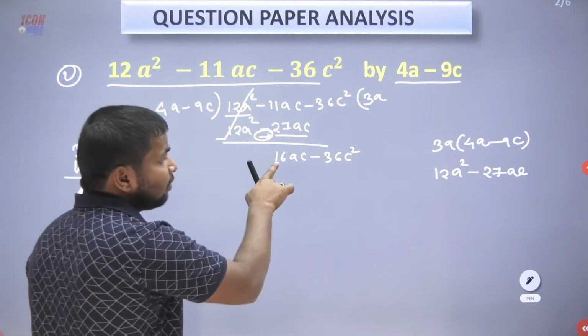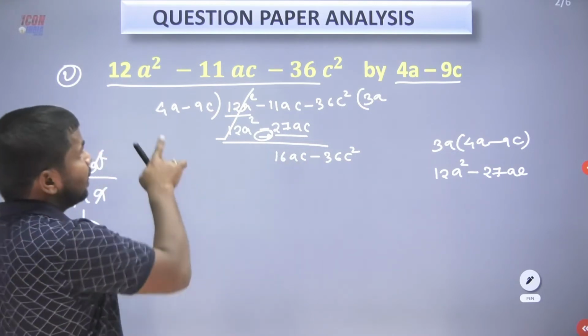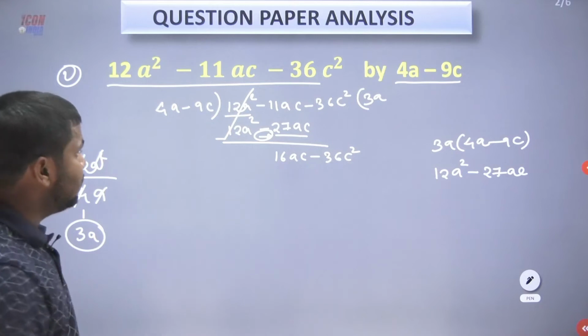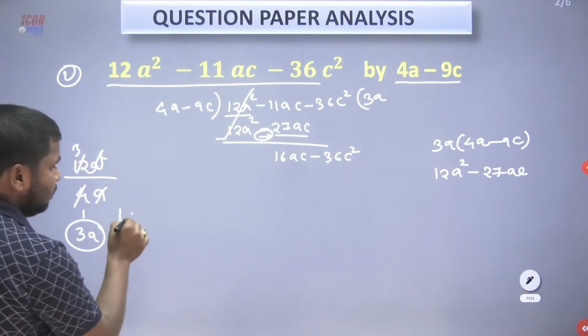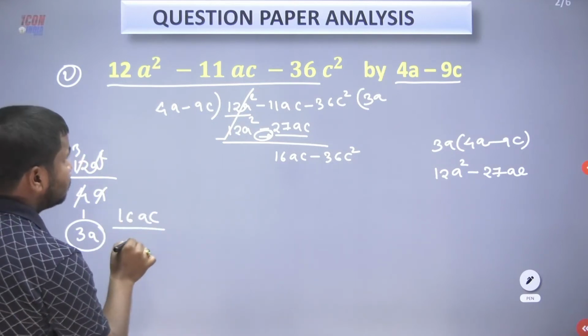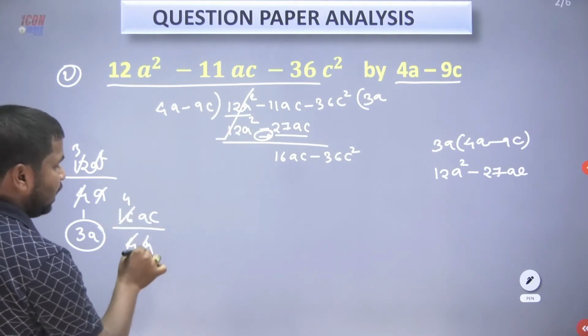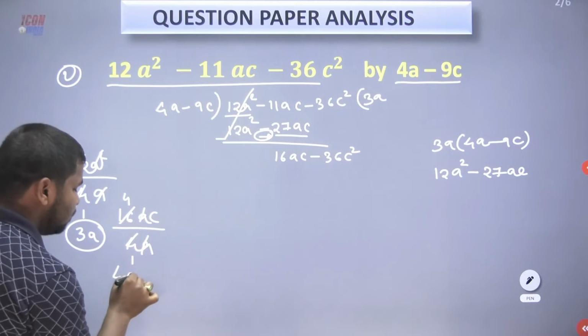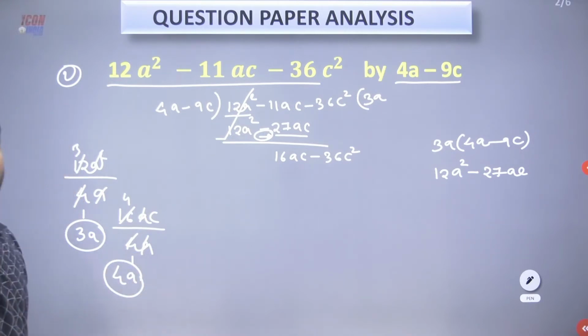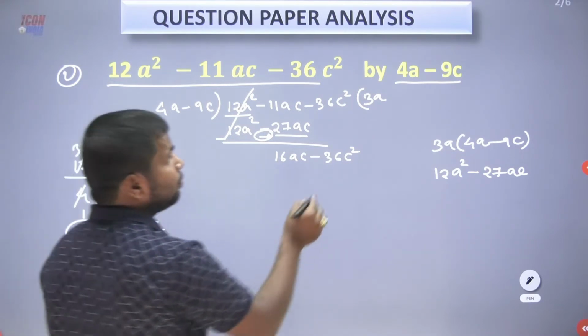We need to eliminate the value 16ac by using 4a. 16ac divided by 4a: 4 1s are 4, 4 4s are 16. A will get cancelled. The remaining is 4a. So it means we need to multiply with plus 4a.